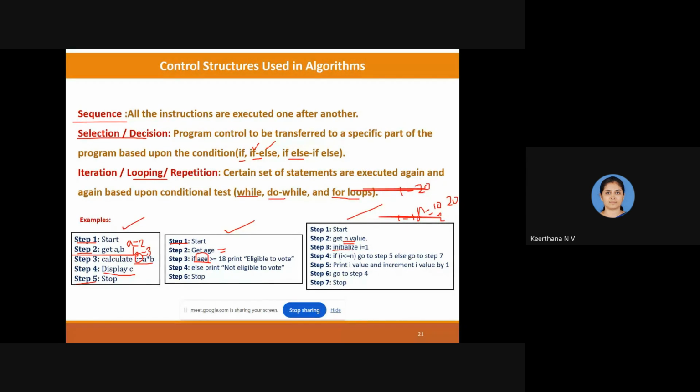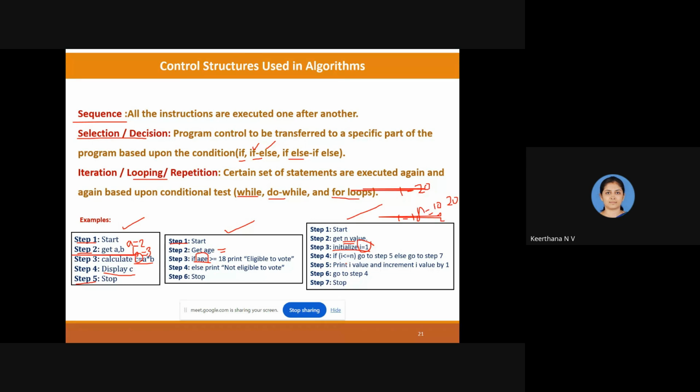So for that, you have to initialize the starting point value. From which point up to which point I have to print my numbers. The starting value is 1. So I have to start printing the numbers from 1 to the n value, that is n, the final value. So you have to get this value from the user. So step 1 will be you start the program, step 2 will be getting the n value from the user, and step 3 is you have to fix a starting point, that is I equal to 1.